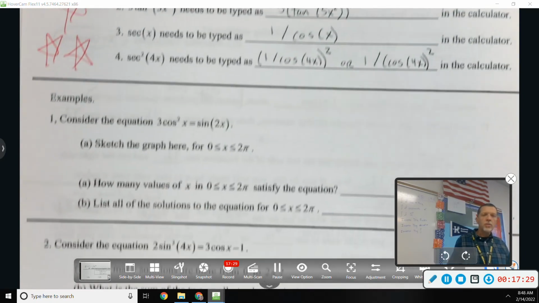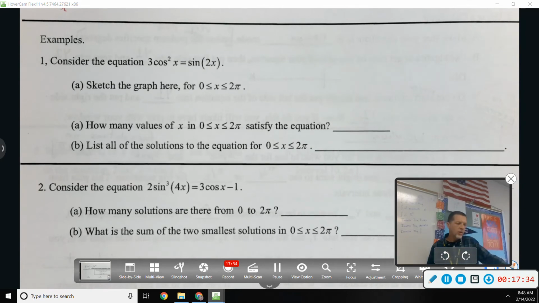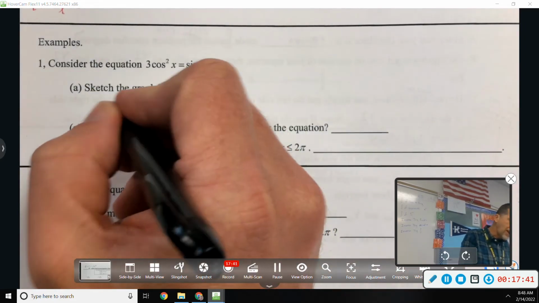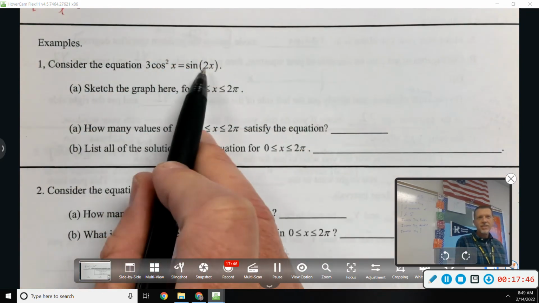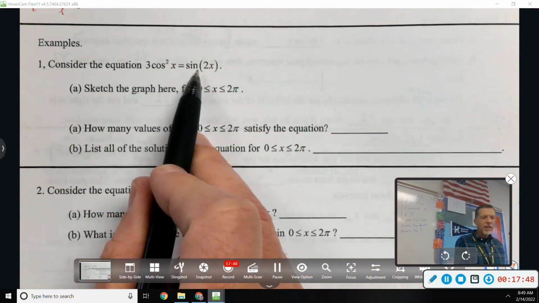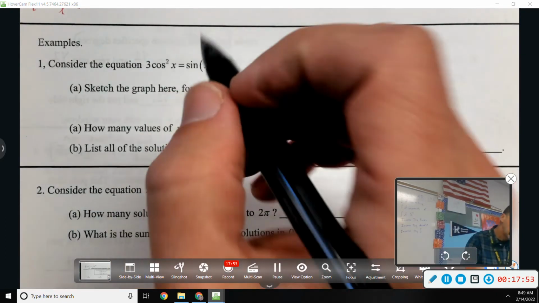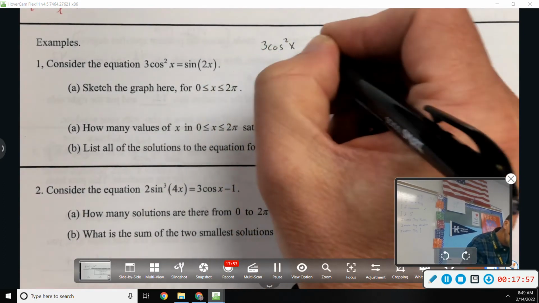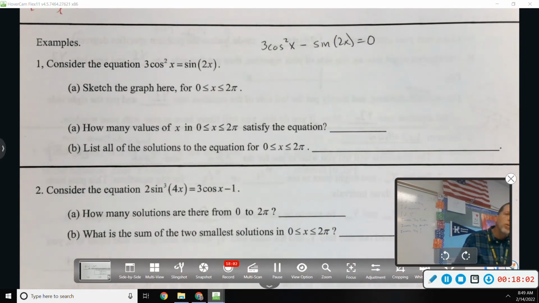All right, some examples, some actual math here. Consider the equation 3 cosine squared x equals sine of 2x. Sketch the graph here between 0 and 2 pi. I kind of don't like these instructions because the graph of what? That's not a y equals. So I think I want to move it over to equal to 0. That's the method I'm always going to use, set it equal to 0. So I'm going to have 3 cosine squared x minus sine of 2x equals 0.